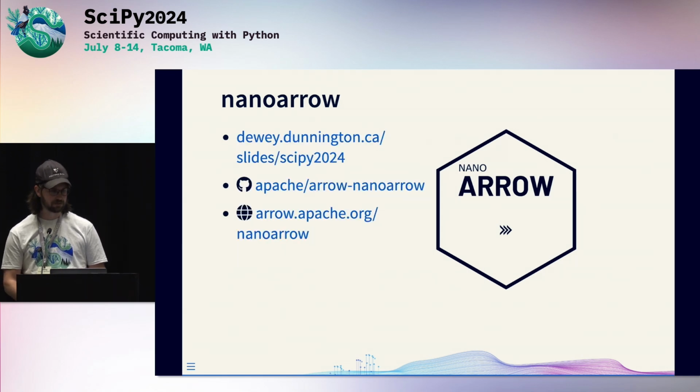And so that is pretty much what I wanted to talk about. I'm sure I missed a lot of things in the scope of doing all of this. But there is a link to the slides here, dewey.dunnington.ca. And if you want to check out nanoarrow's repo, it's right here. And we also have a website with the rendered documentation and all that.